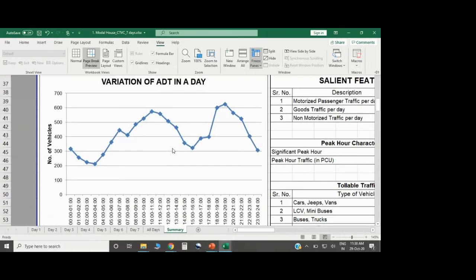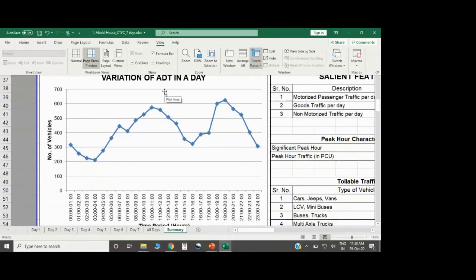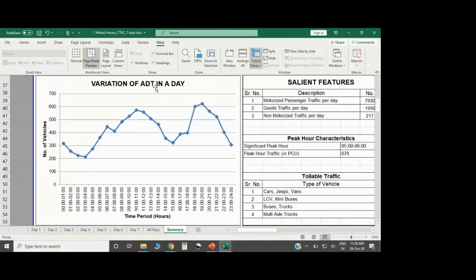In the summary, if I just show you this, this is the variation of ADT in a day, that is average daily traffic. Hourly, how is the variation? When you start at 12 midnight, there is a decent number of vehicles, 300 vehicles per hour, in both directions. It goes on reducing up to 4 a.m. in the morning, and then again it picks up the volume. Then there is a high peak at around 9 to 11 a.m.